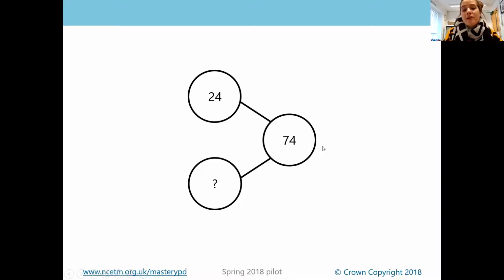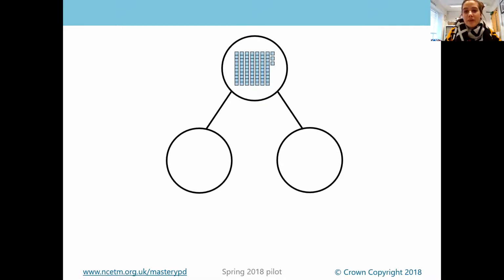Have a go at doing this one and then come back to me for the answer. Well done. If you got 50, you were quite right. And this one, so we've got 20, and we've got to think about what could be here. So pause the video now and have a go at this one. 43, well done. Okay, so we've got 73 here, which we built with Dienes.